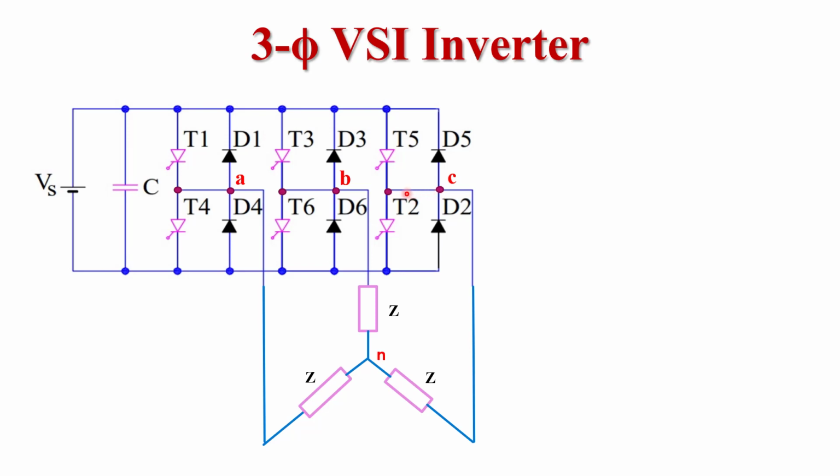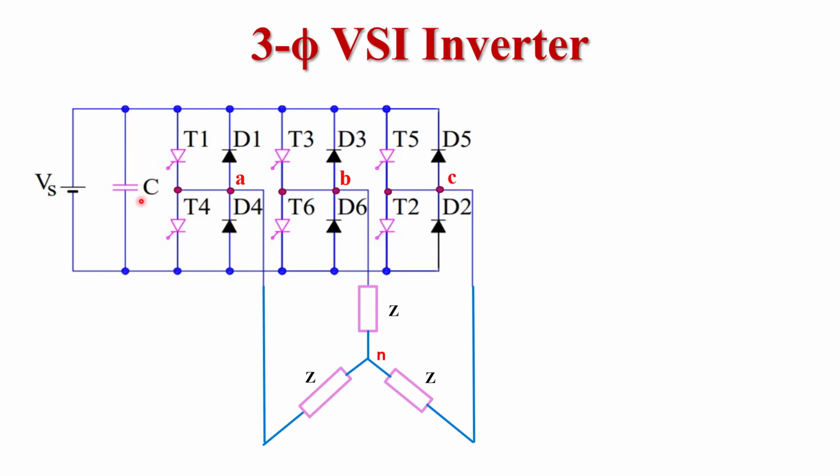Now come to the load side. Here the 3-phase load is assumed to be star connected and this is the neutral point. This is phase A, this is phase B and this is phase C. Now come to the source side. We know that the input of the inverter circuit is a DC power supply. So here with the help of this battery, we provide a DC input voltage to the inverter circuit. Vs is the DC input voltage.